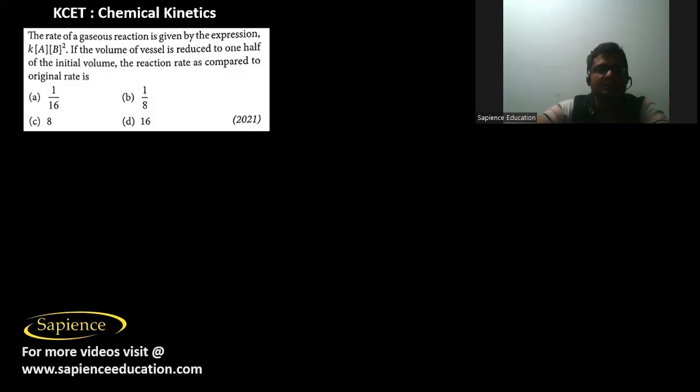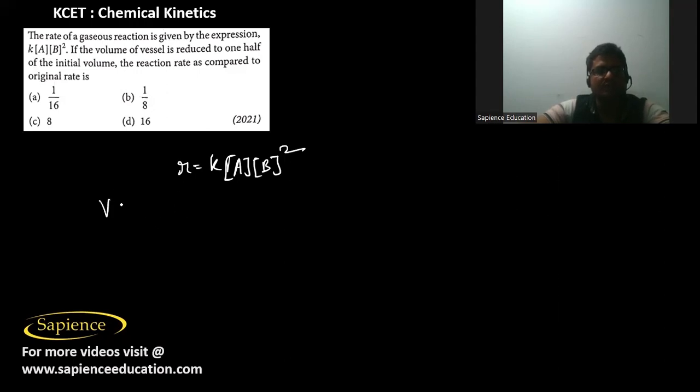It is told that the rate of a gaseous reaction is given by the expression, rate = k into concentration of A into concentration of B whole square. If the volume of the vessel is reduced to one half of the initial volume, the reaction rate as compared to the original rate is?